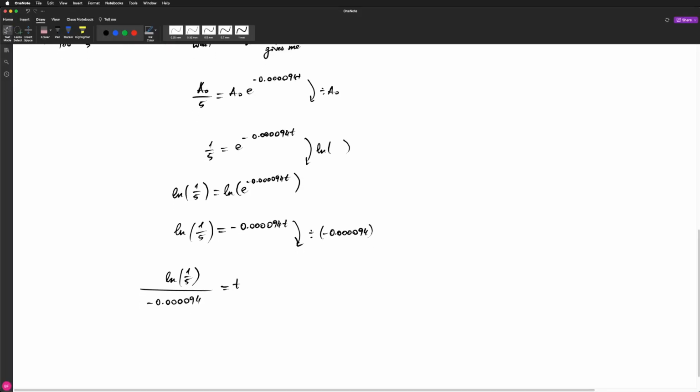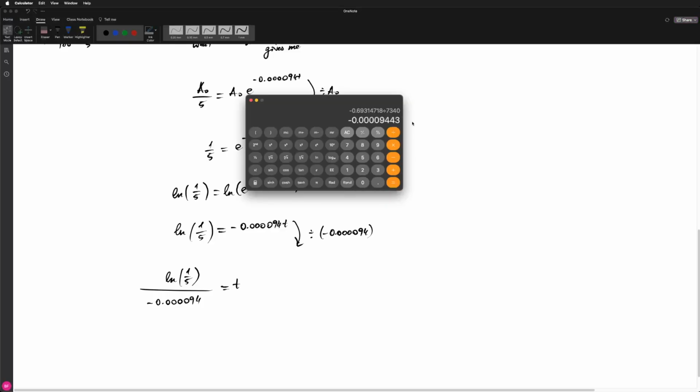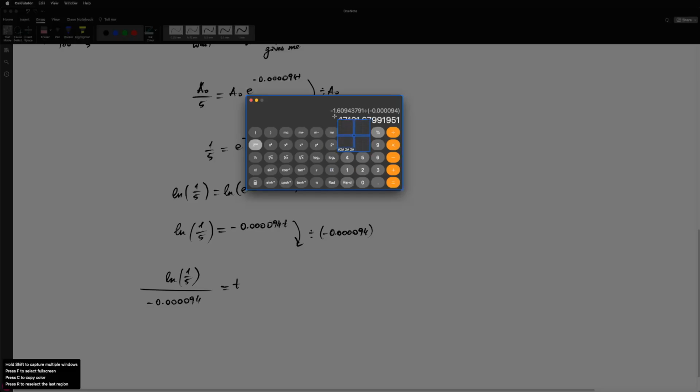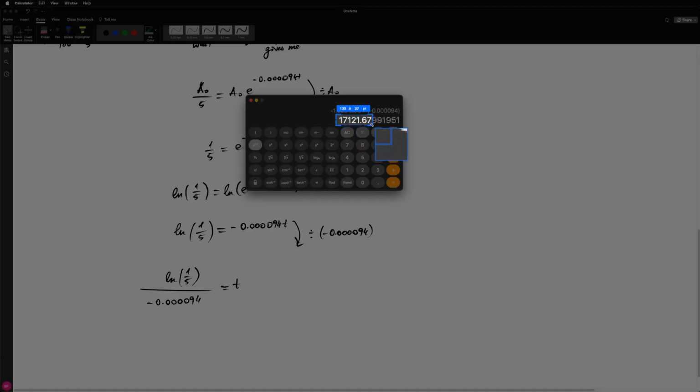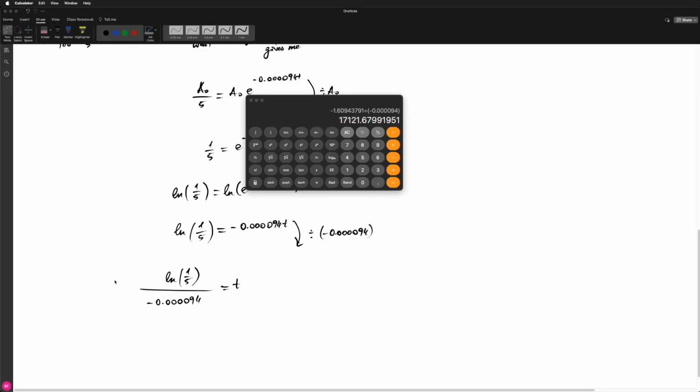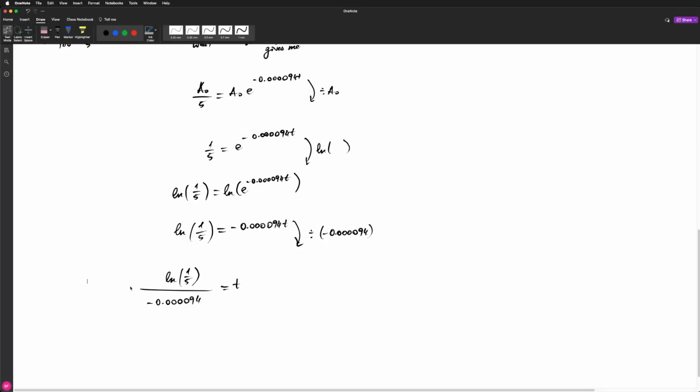And then I take my calculator again, and 1 over 5, ln of 1 over 5, and I divide by negative 0.000094, and I get this number. The question said I want 1 decimal. Okay, I'm going to keep 2 decimals, and I'm going to round to a single decimal.